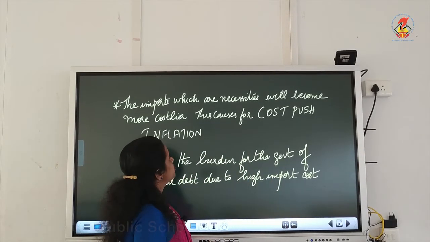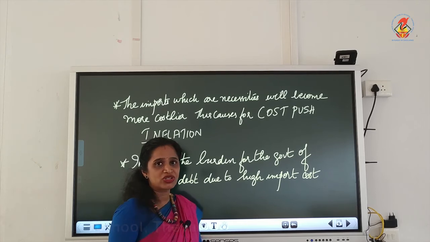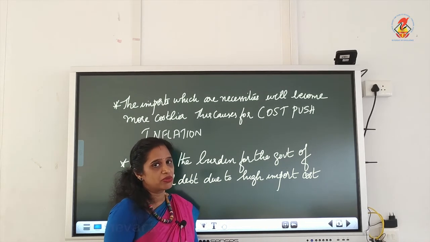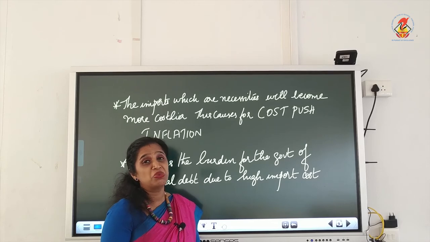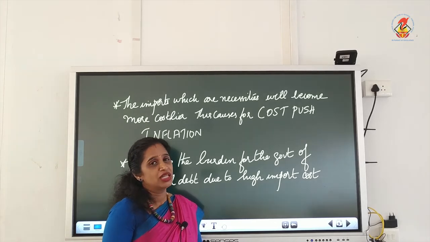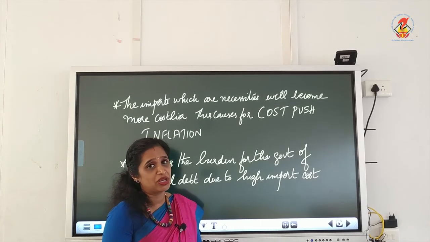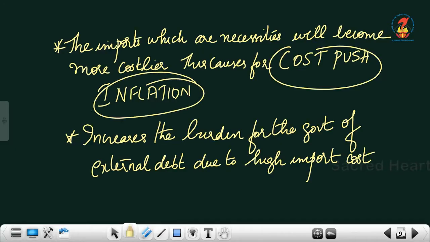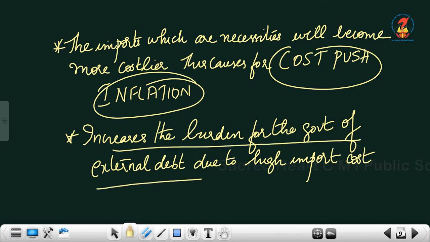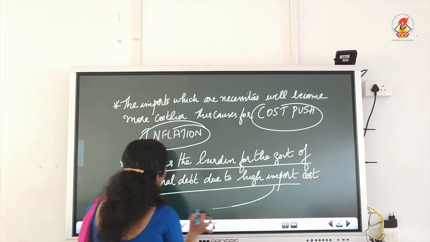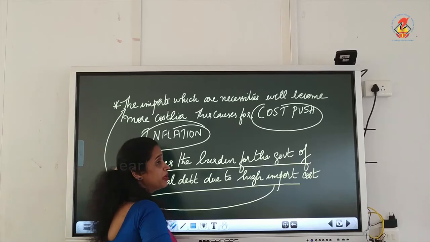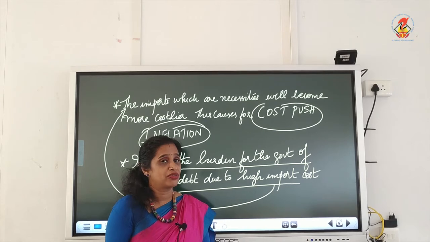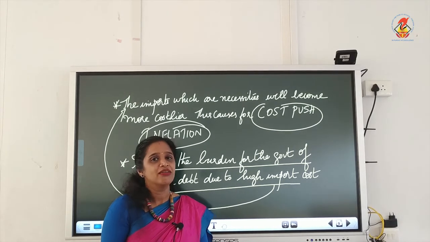Now, the imports which are necessities will become costlier. We are discouraging the import, but to some extent, some goods are necessary for us. Therefore, that cannot be avoided. Those necessities will become costlier. Therefore, it can create cost push inflation. Then the last one, it can increase the burden of the government with external debt due to high import cost. I told you there are certain imports which are unavoidable. Therefore, government has to definitely buy that. Therefore, it can create a huge burden for the government.